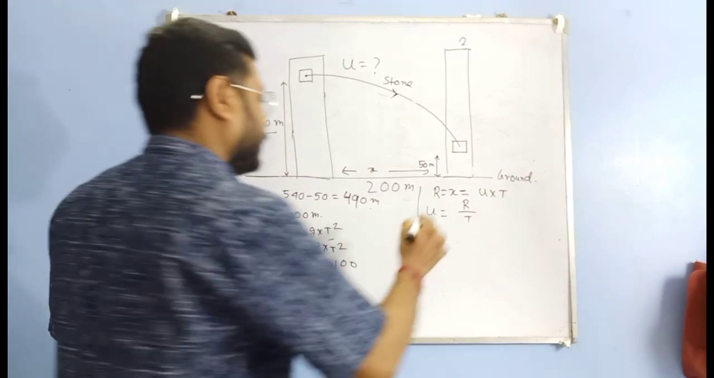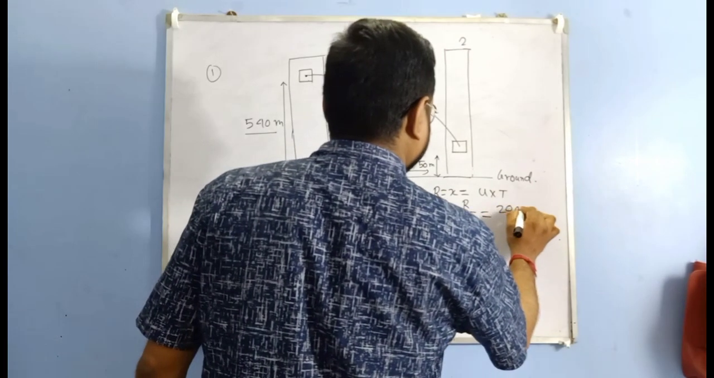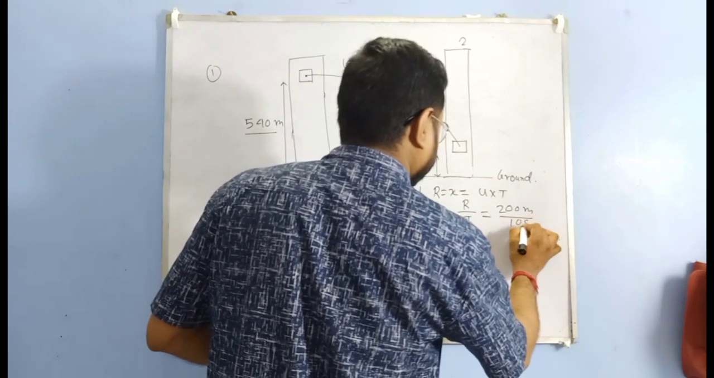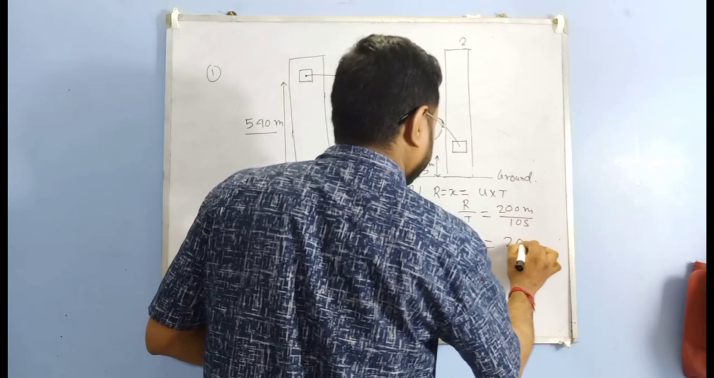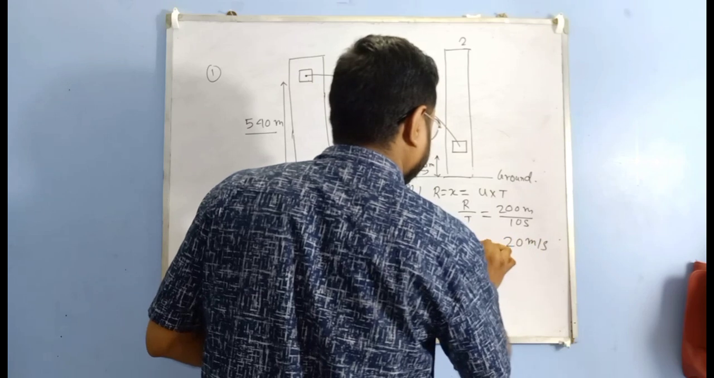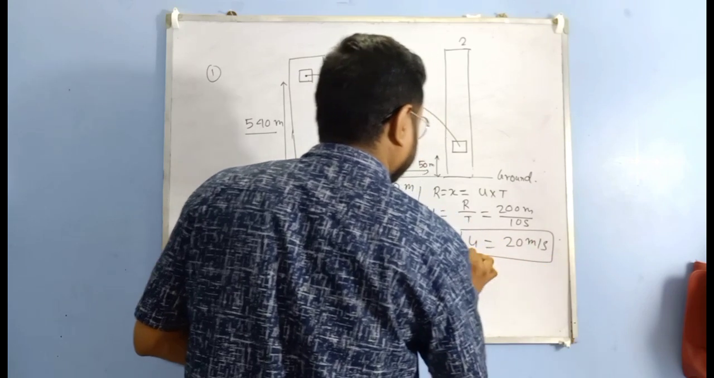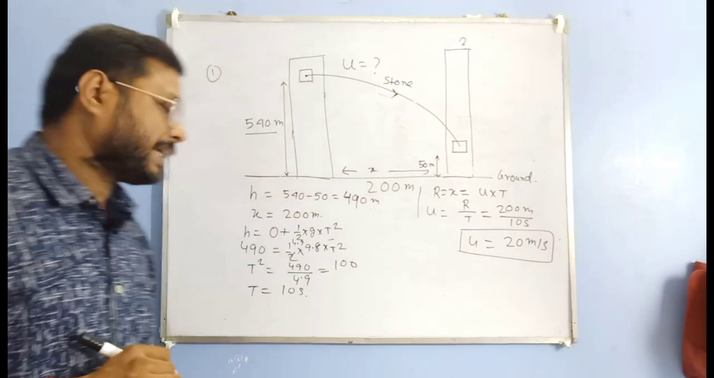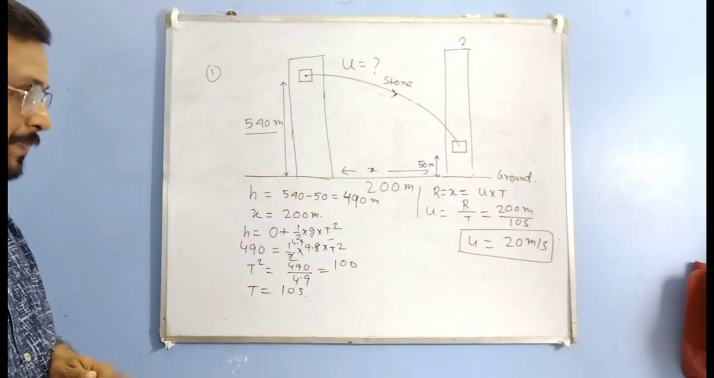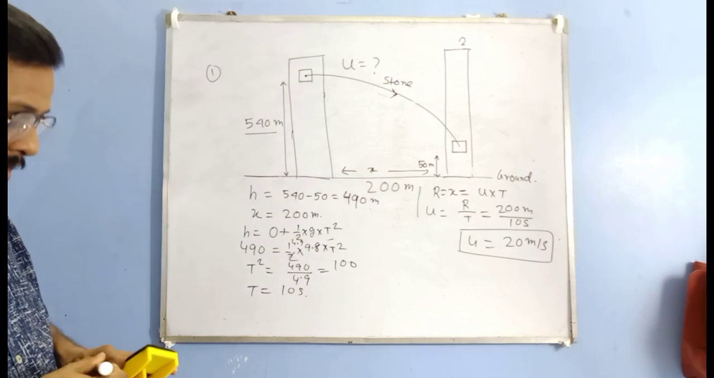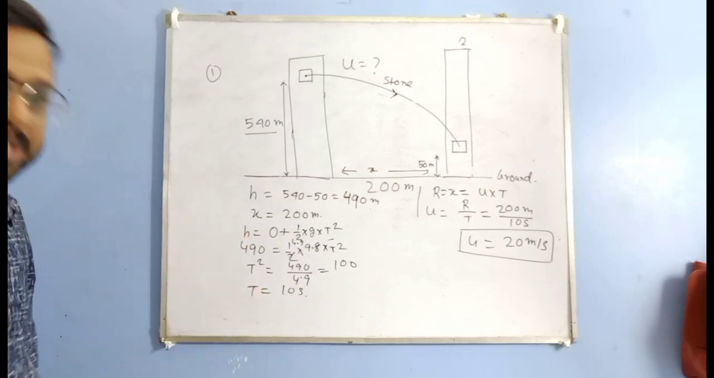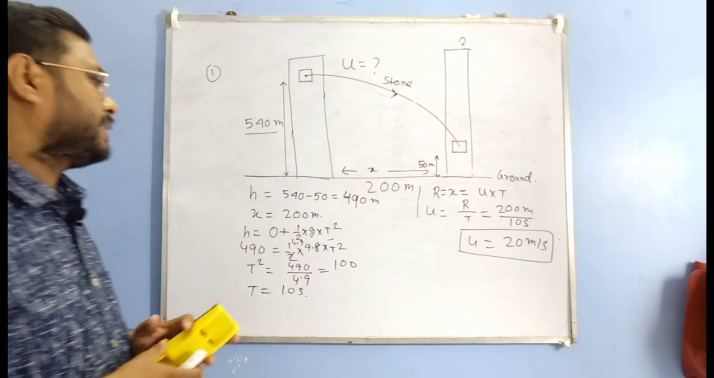Put the value of t here. Here r is given as 200 meter divided by time of flight 10 second, that is 20 meter per second, the initial velocity. So the velocity of the stone must be 20 meter per second so that it can enter into the second window.